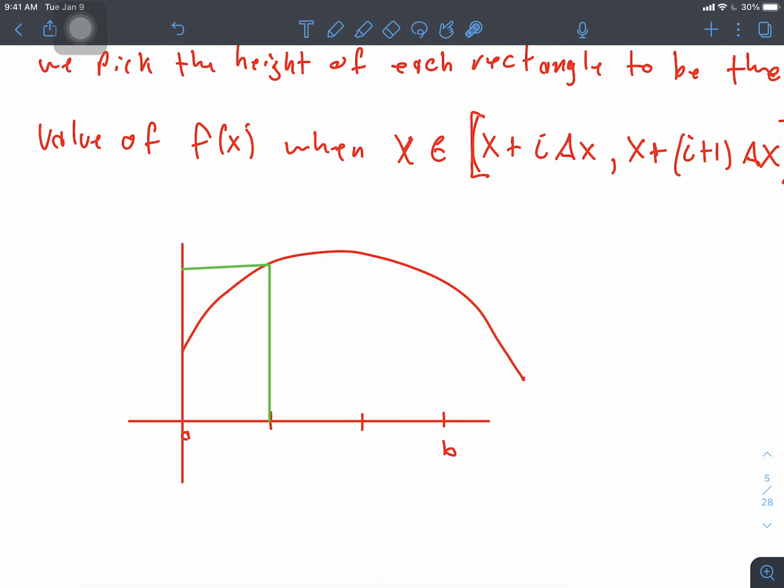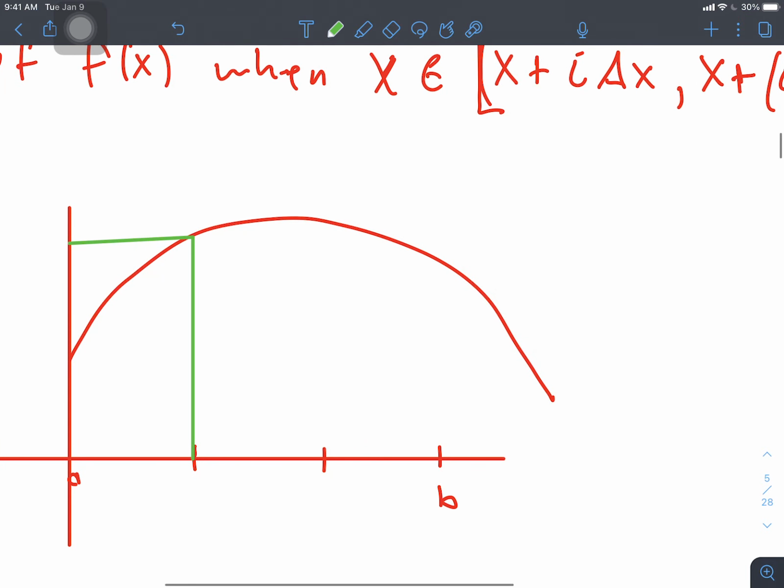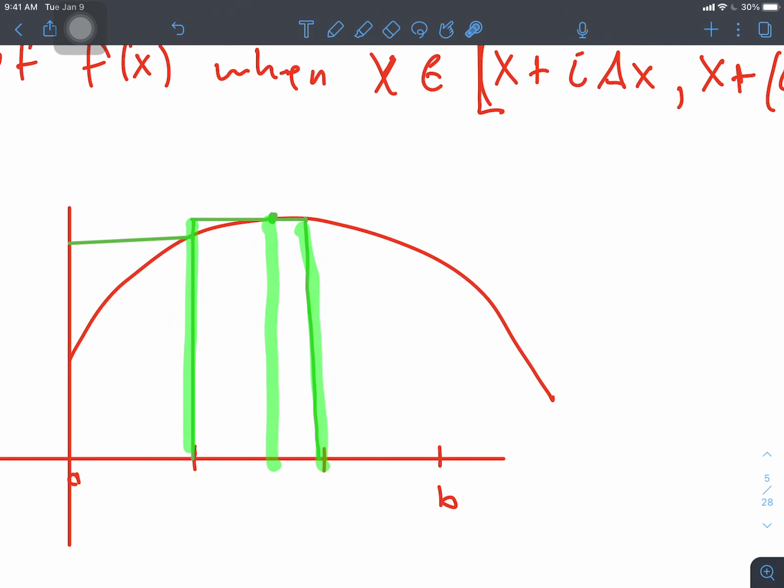Then for the second one, I'm going to do the same thing. I'm going to pick the highest point, which looks like maybe it occurs somewhere in the middle of that subinterval. So I'm going to take that highest point and extend it to the right and to the left. The height of the rectangle isn't necessarily the height on the right or the left. It's the height which maximizes the height of that rectangle.